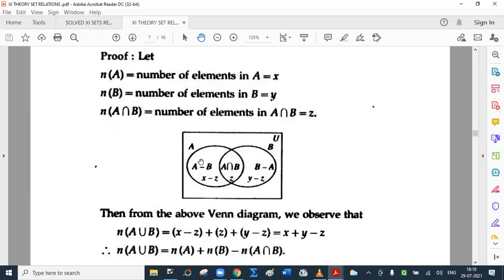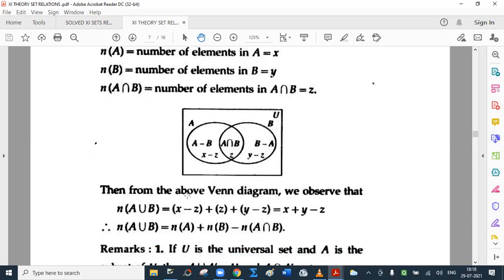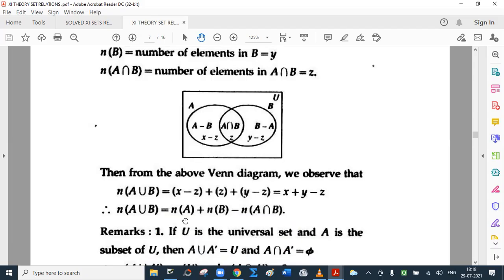We have already done this. This is A minus B, this is B minus A, this is A intersection B. These are disjoint sets. So to get the number, add all these: x minus z plus y minus z plus z, that is x plus y minus z. So what is n of A union B? It is n of A plus n of B minus n of A intersection B. You have to use this as a standard result.